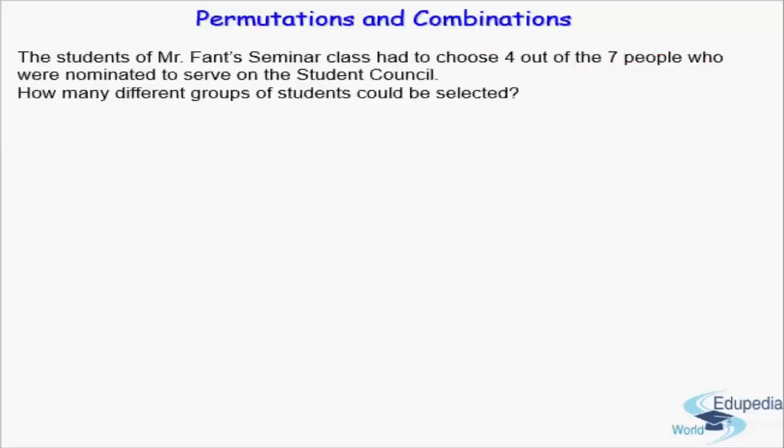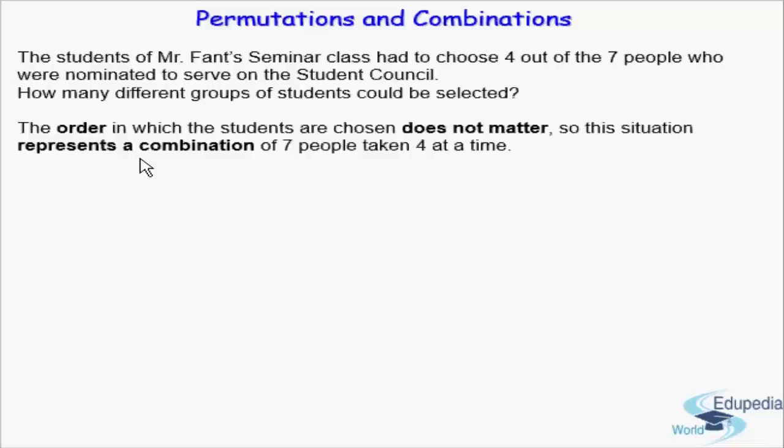So now let's look at the first example that we're going to select and then solve. The first example is that the students of Mr. Fan's seminar had to choose 4 out of 7 people who were nominated to serve on the student council. Now this is basically the statement. What we have to do is find out how many different groups of students can be selected. One thing that we have to keep in mind is that since we are solving this for a combination, we know that the order in which the students are chosen does not matter.